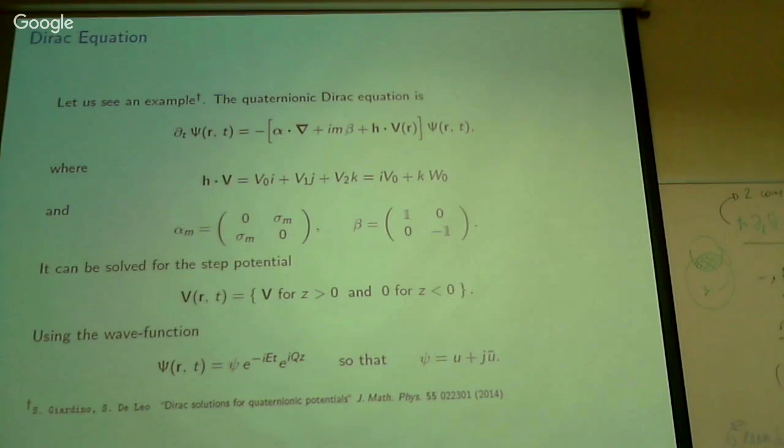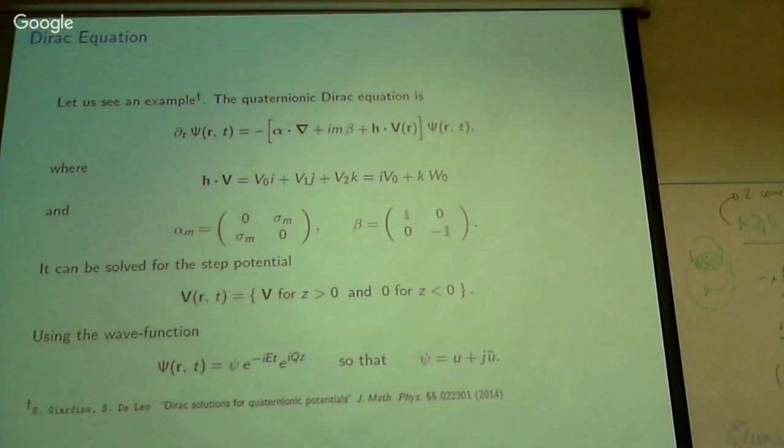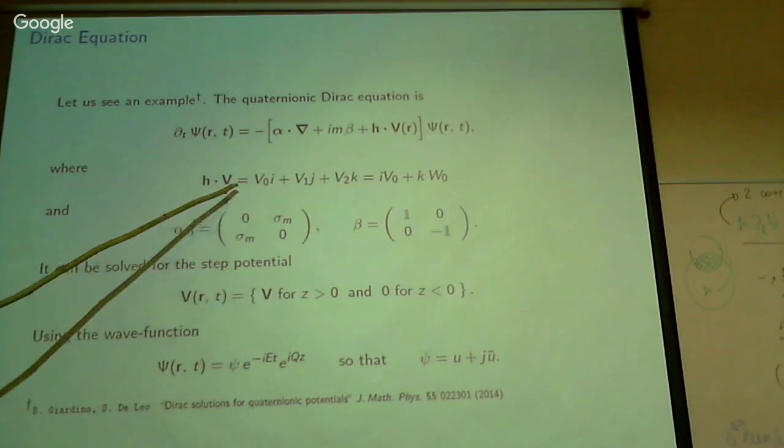Concerning the quaternionic Dirac equation. As you remember, the Dirac equation is just a first-order differential equation. It's not like the Schrödinger equation, which has a second derivative in space. So I have written this equation. You remember that there is not an i here. We have multiplied by i, and this operator is anti-Hermitian. This is the potential term, which is written in this form.